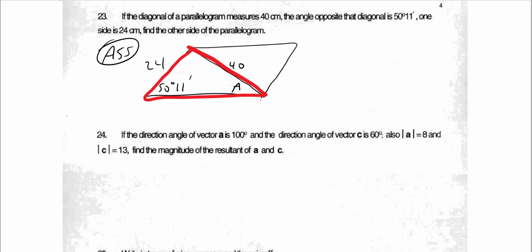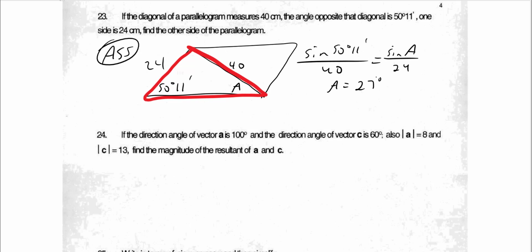So what I'm going to do is the law of sines. I'm going to say sine of 50 degrees, 11 minutes over 40 equals sine of A over 24. I inverted it, that's okay, it doesn't matter. And then you solve for A. A comes out to be roughly 27 degrees.